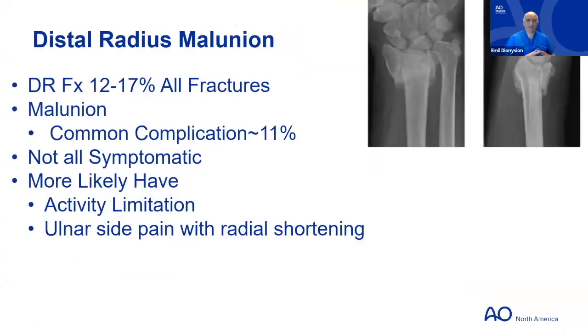Just briefly go over the distal radius corrective osteotomy. Distal radius malunion is a common problem. Generally, distal radius fractures are about 15 to 17% of all fractures that happen. Malunion is not unusual, about 11% of them, even more perhaps, depending on how you define it. Not all malunions are symptomatic. Not all need treatment. But if there is a significant limitation with activity causing pain, especially ulnar-sided pain because of the shortening of the radius, then some kind of corrective osteotomy may be indicated.